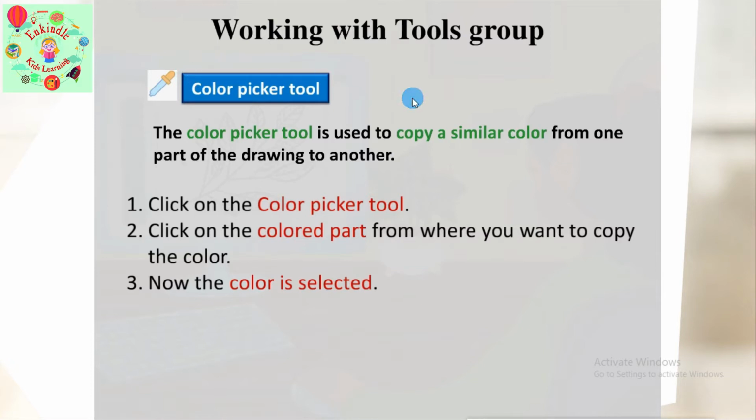What are the steps to be followed to work on the color picker tool? First, click on the color picker tool. Then click on the colored part from where you want to copy the color. Now the color is selected. Let me show you how it works.